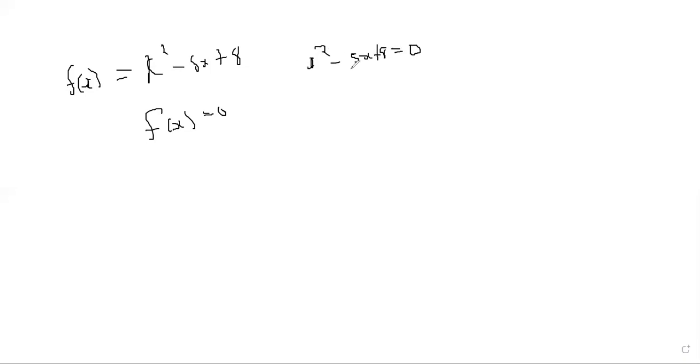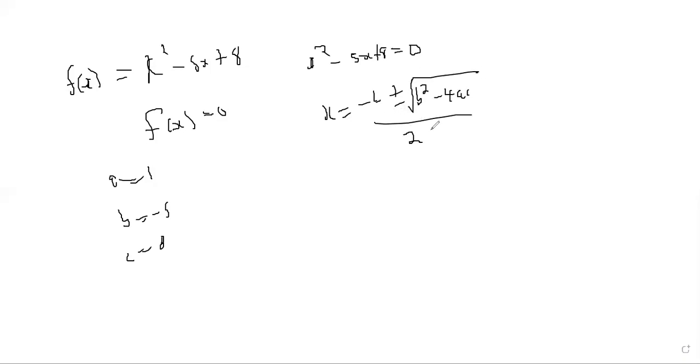So then we can find the roots from here, right? Since it's in standard form, the value of a here is 1, because we have an invisible 1 here. And the value of b is -5. Remember, we take them with their signs. And then the value of c is 8. So you write the equation: negative b plus minus the square root of b squared minus 4ac, all of this over 2a.